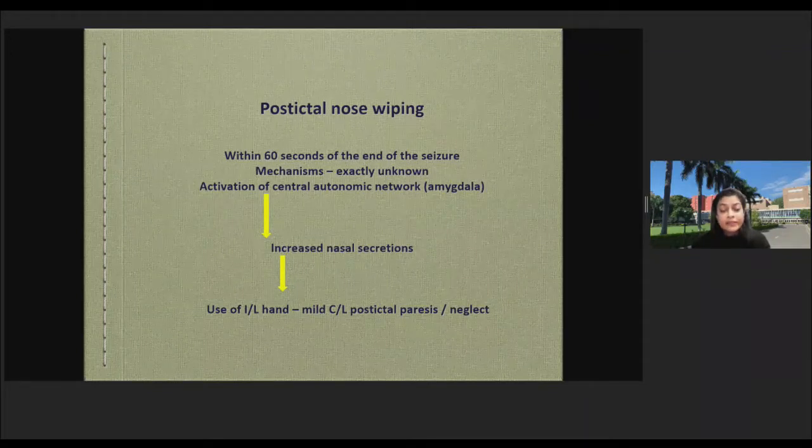And it indicates activation of the central autonomic network. And probably one hypothesis is an increase in nasal secretions. And since the left hand is the ipsilateral hand, the other hand is kind of in a neglect or inhibition. So there is a nose wipe with the ipsilateral hand.